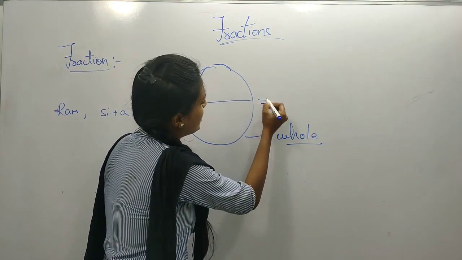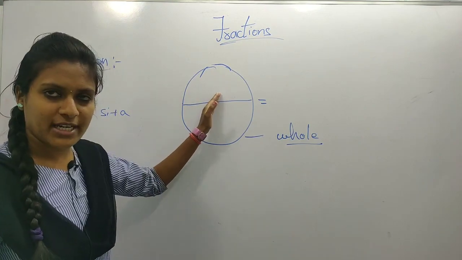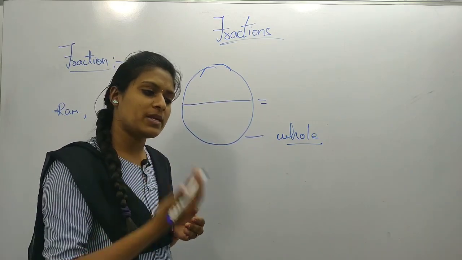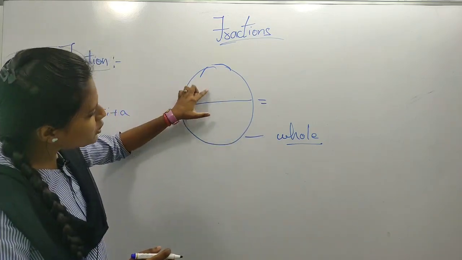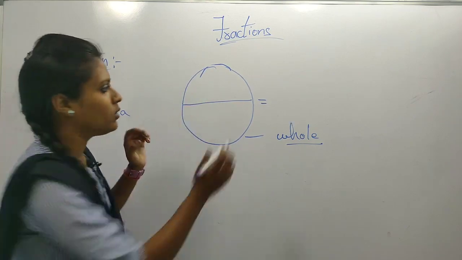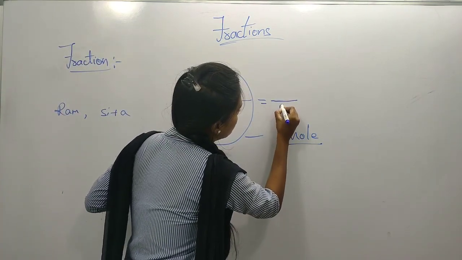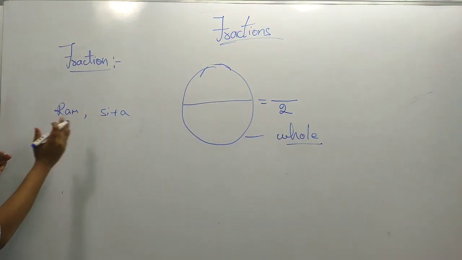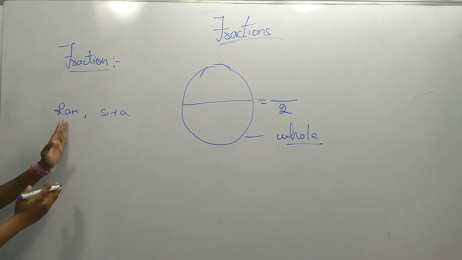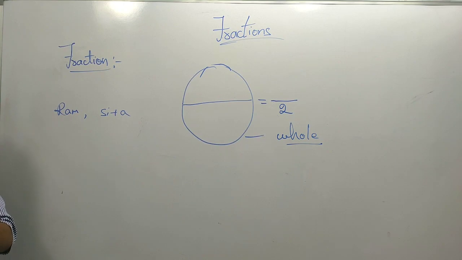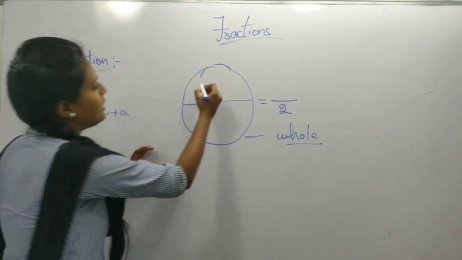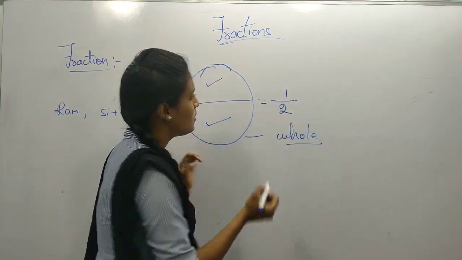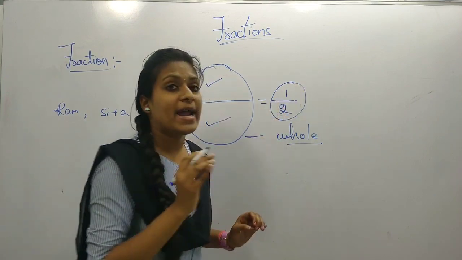Next, in fractions, after dividing the object, we can write it in fraction form. How must we write it? How many parts are there? Two parts, so the total number of parts is 2. Then how many parts do they get? One chocolate is divided between 2, so each gets only one part. Here, one part is divided between 2, which means 1 by 2. This is called 1 by 2.